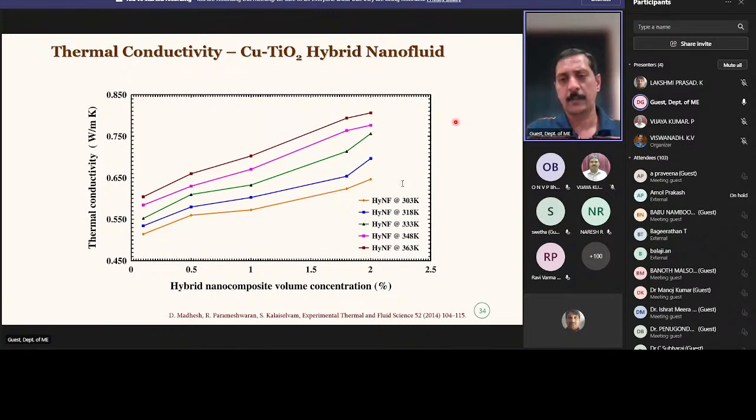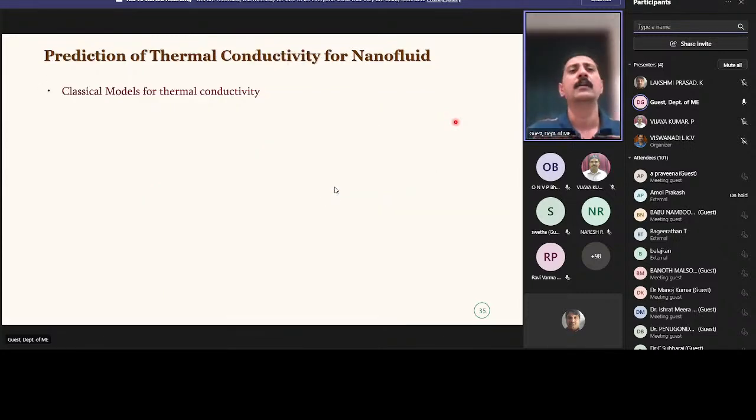And we have limited our volume concentration up to 2%, starting from 0.1 onwards to 2 volume percentage, keeping in mind that the effect of aggregation will start pulling down the essential properties of the base fluid, and the particles at one point of time settle down into the bottom of the tank.